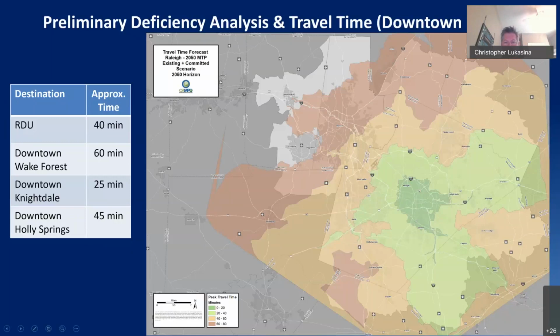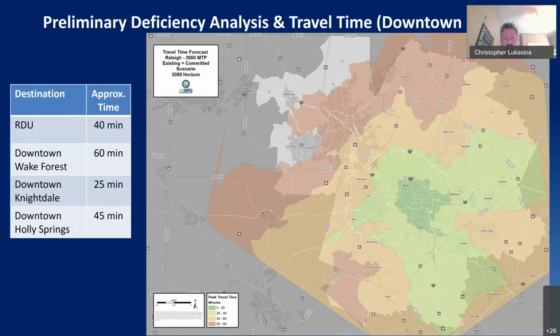The key thing when you're looking at these maps, though, is the wider the color band on the travel time, the further you can go for that same amount of time. Each of these travel bands represents about 20 minutes of travel. So that dark green travel band that takes up much of inside the Beltline in Raleigh would be from the center of downtown Raleigh to the edge of that, about 20 minutes of travel time, right?